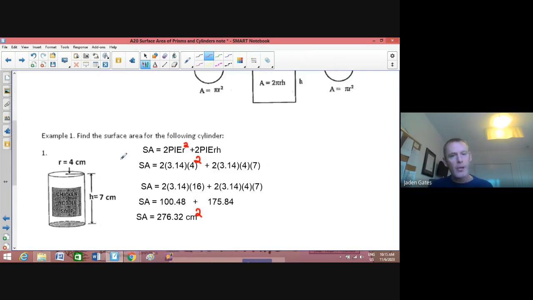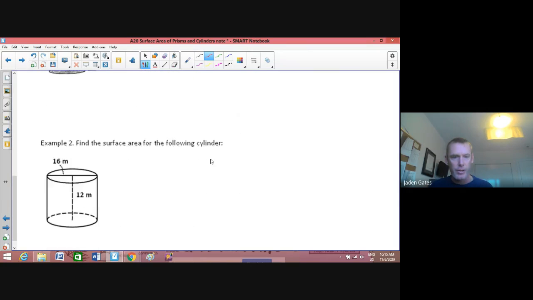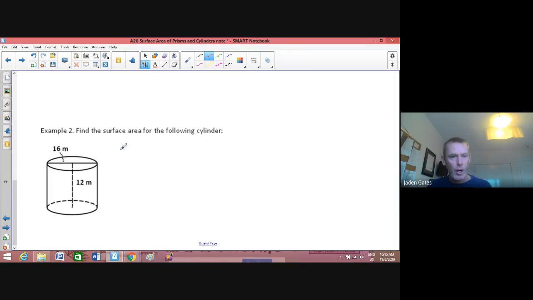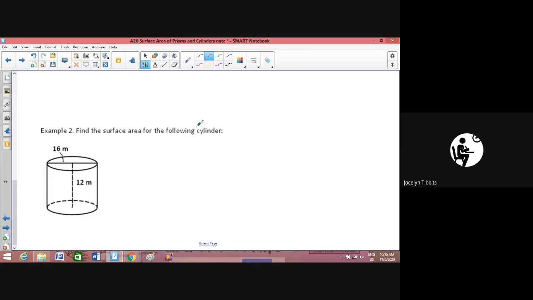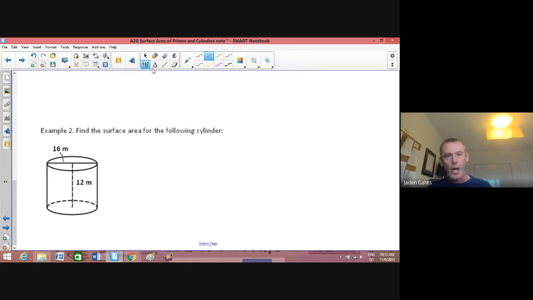Every time I do an example, the first example is a straightforward one, so there's got to be a twist in this one. Here we go. Find the surface area of the following cylinder. Anybody know what the twist is? There's always a twist. It gives you the diameter, not the radius. You got it. So the radius is half of our diameter. The diameter here is 16, because you see that line goes all the way across. So we have an 8.